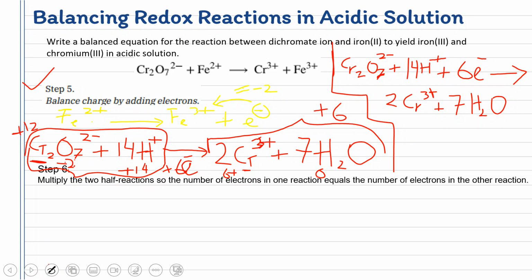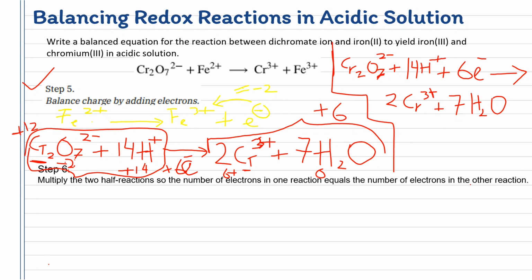So now let's go to step 6. Step 6 says to multiply the two half reactions. Please make sure you've written step 5. Step 6 says to multiply the two half reactions so the number of electrons in one reaction equals the number of electrons in the other reaction. So we are looking at the number of electrons to make sure they are all the same.